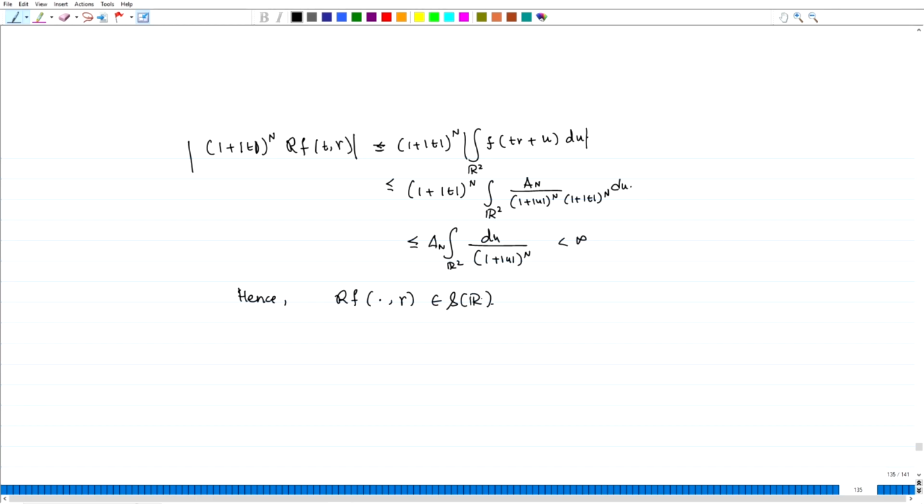Now, what we would like to find out is the Fourier transform of Rf at xi comma gamma. This is equal to the integral from minus infinity to infinity of Rf, which is the integral over the plane P(t, gamma) of f, times e to the power minus 2 pi i xi t dt.